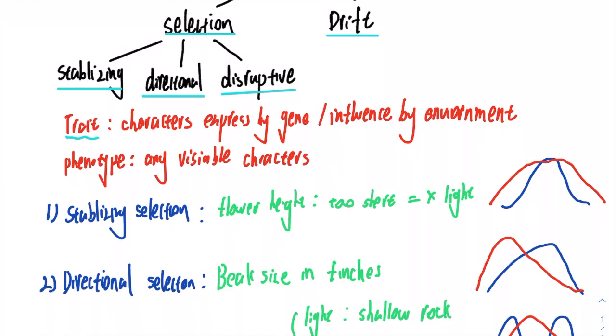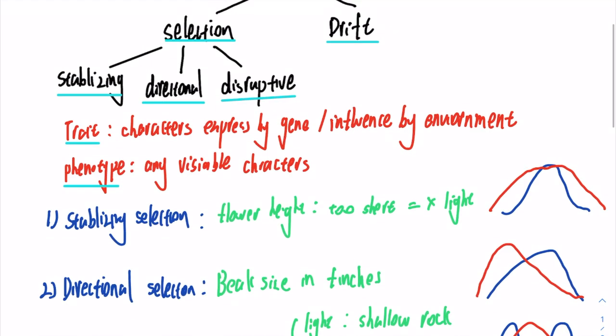One is traits, another is phenotype. Traits is characters expressed by gene or influenced by environment. It can cause selection. And second thing is phenotype. Phenotype is any visible characters.